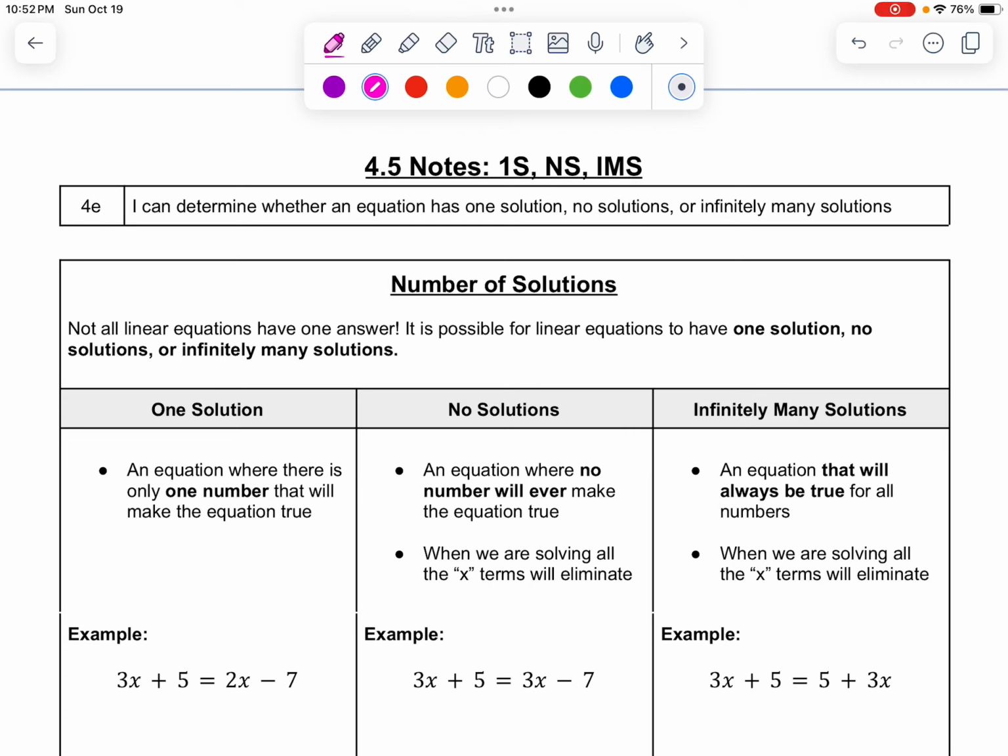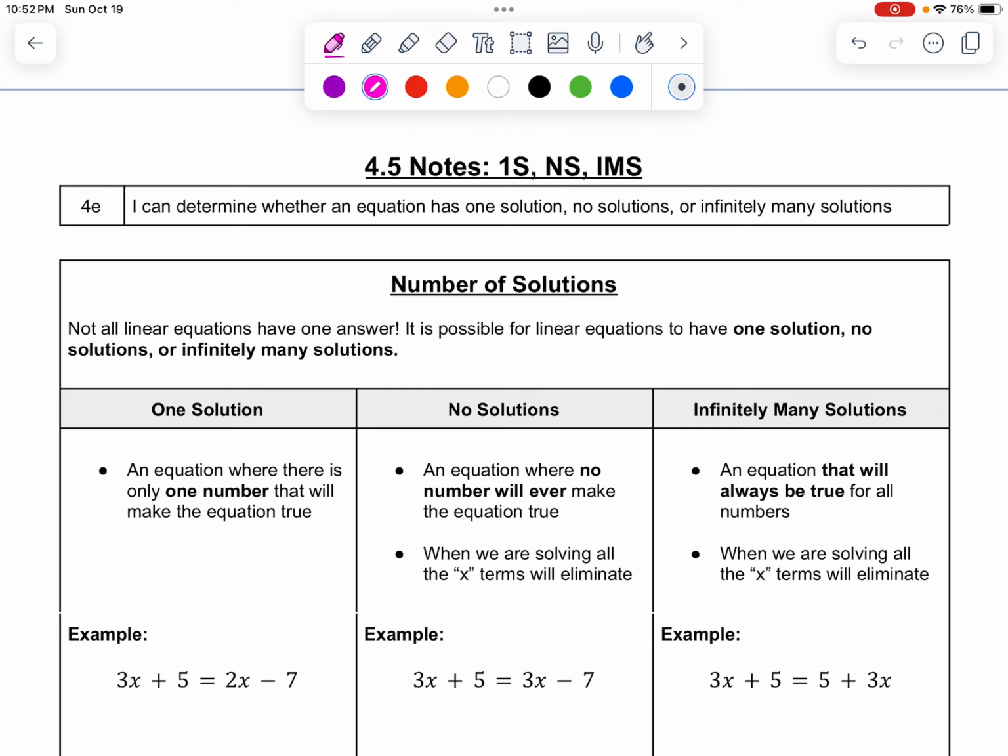Hi everybody! In this video I'm going to be going through the notes for lesson 4.5, which is all about one solution, no solution, and infinitely many solution equations. It turns out not every equation has exactly one answer.